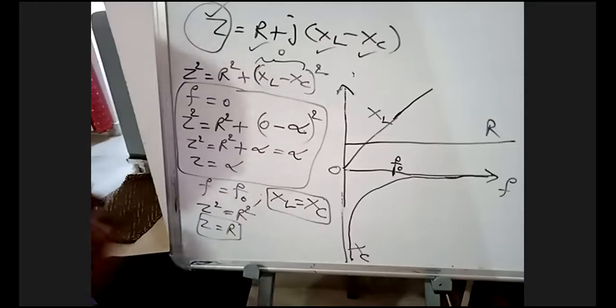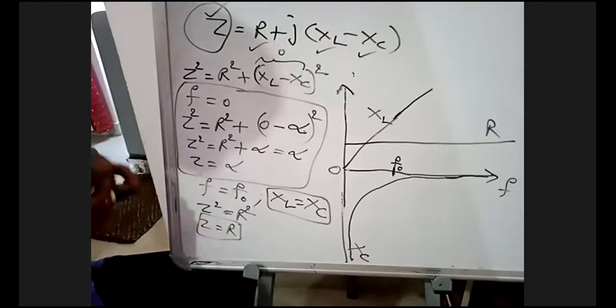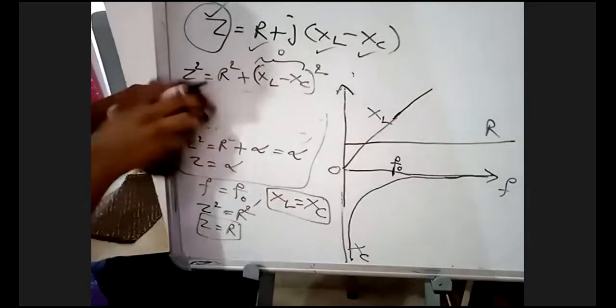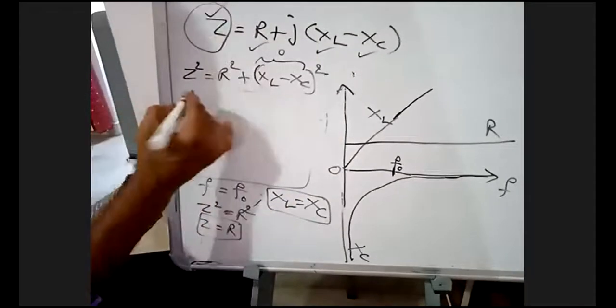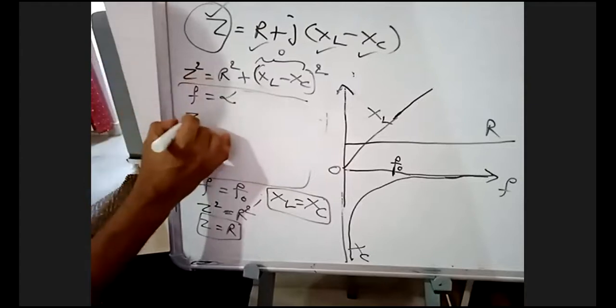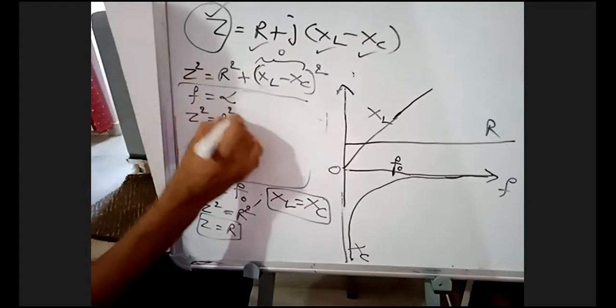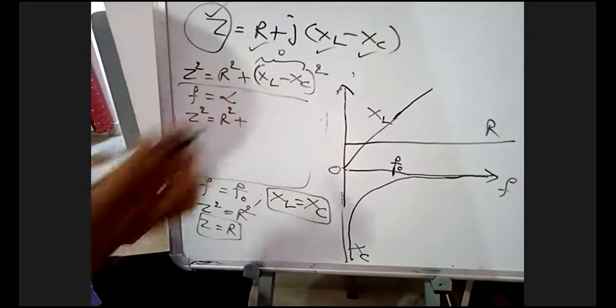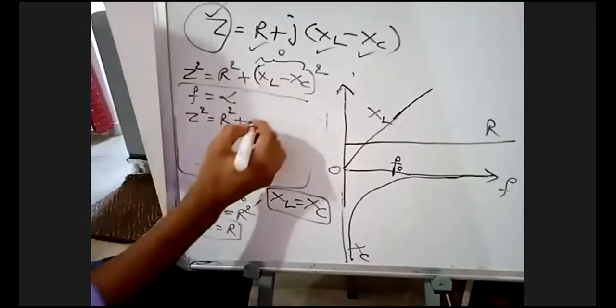Now come to the next case. Can I remove this F is equal to 0? Now I am substituting F is equal to infinity in this. Z square is equal to R square plus, when F is equal to infinity, what is XL?